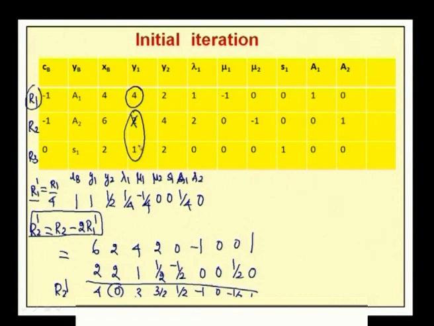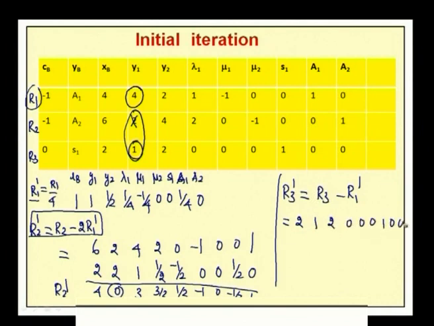Now, the next idea is we have to convert this 1 into 0. For that, the elementary operation is our new R3 dash is nothing but from R3, if we just subtract our R1 dash, we will get this value as 0. Now, our R3 is 2, 1, 2, 0, 0, 0, 1, 0, 0. This is our R3. Now our R1 dash is this one: 1, 1, 1 by 2, 1 by 4, minus 1 by 4, 0, 0, 1 by 4, 0.